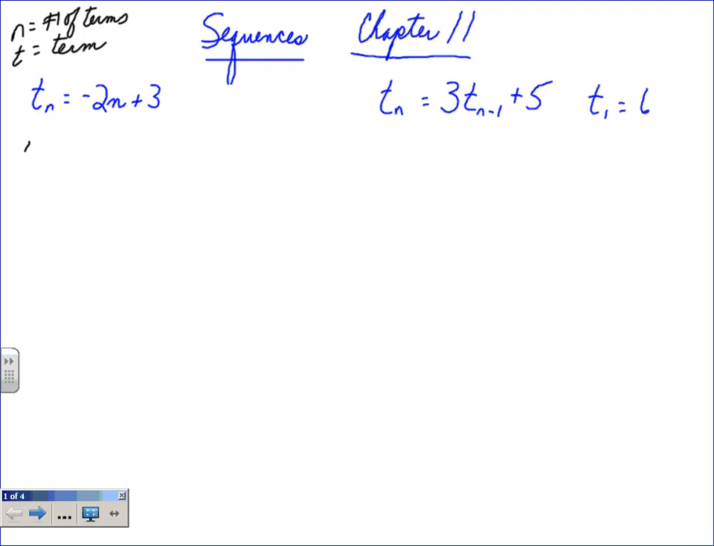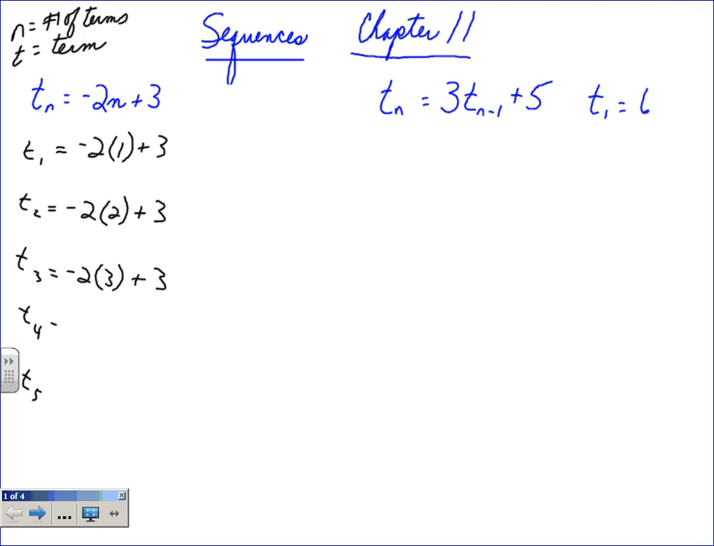So in other words, I want to find T sub 1. I want to find T sub 2. Remember, T3 means the third term, T4, and T5. We're going to find the first 5 terms. If n is equal to 1, then negative 2 times 1 plus 3, that's the first term. The second term would be negative 2 times 2 plus 3. Third term, negative 2 times 3 plus 3, and so on.